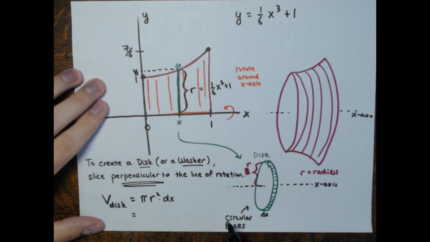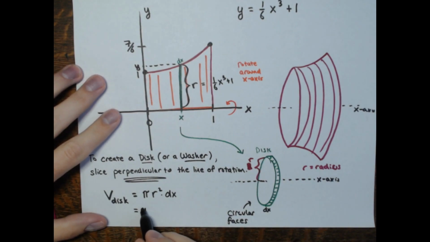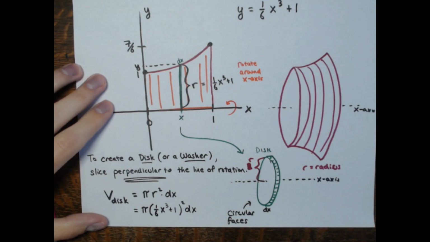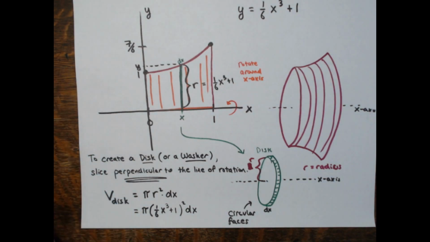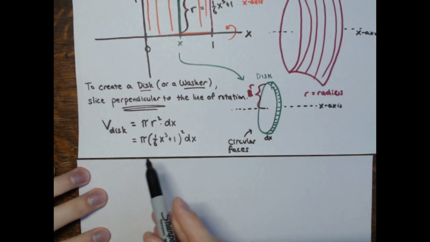And so the volume of a disk, just one little disk here for this problem, is pi times the quantity 1/6 x cubed plus 1. So there's your radius of the disk squared. There's the area of your circular face, and then times the thickness dx. And we'll be doing this for every value of x, from 0 to 1, adding those up. So the total volume of this 3D figure that's created by rotating the region around the x-axis is the integral from 0 to 1 of this thing here.